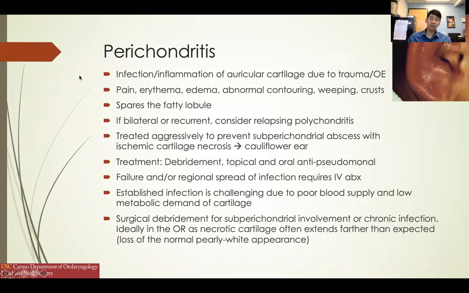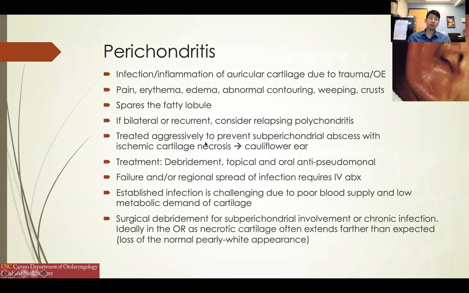Perichondritis is an infection or inflammation of the ear cartilage due to trauma or an acute otitis externa that has gone awry. Patients have pain, swelling, erythema, abnormal contouring of the ear, weeping, crusting. But the fatty lobule, which is not cartilaginous, is spared. Patients who have bilateral or recurrent perichondritis, think about relapsing polychondritis.